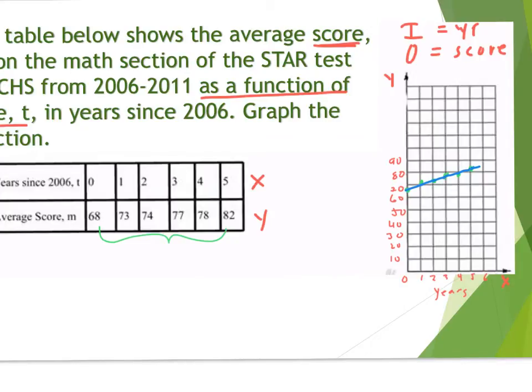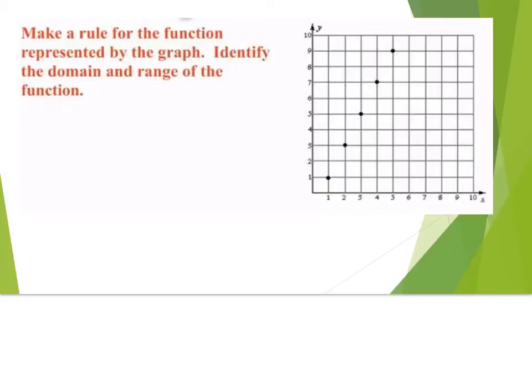So again, what we did here is from our table, found our inputs and outputs, plotted them, graphed it, and then we were able to see a relationship between the two things. All right, last example here before I let you try some.